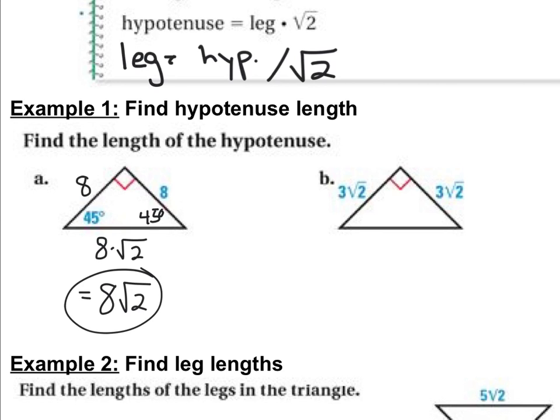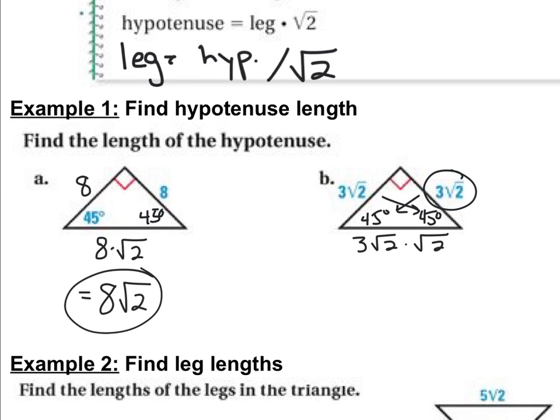Now let's say we're taking a look at example B, and they don't tell if it's a 45-45-90. We can tell if the legs are the same, then therefore these have to be 45 degrees. Okay, if the legs are the same, then their adjacent angles are also going to be the same. So remember, to our formula up there, to figure out the hypotenuse, we take a leg times radical 2, so 3 radical 2 times radical 2.